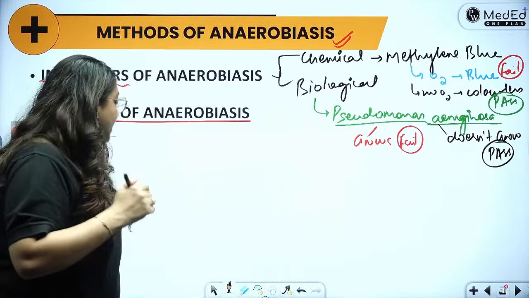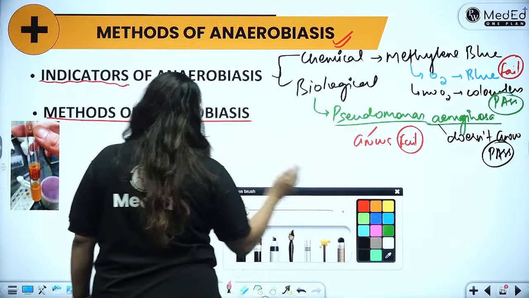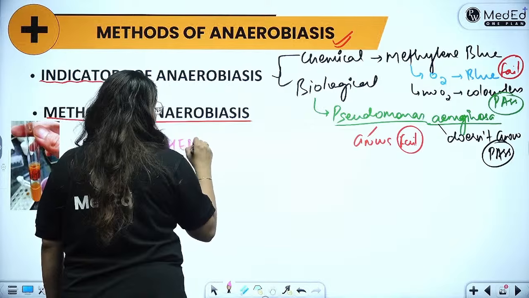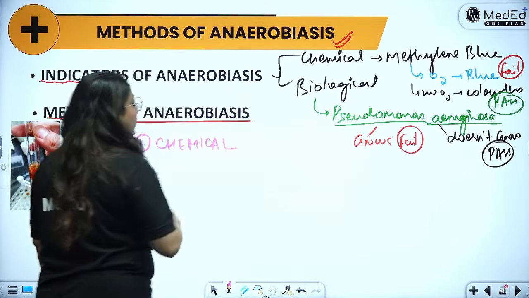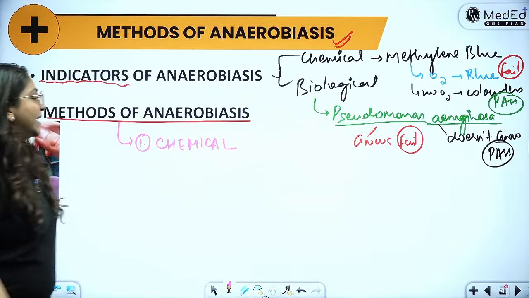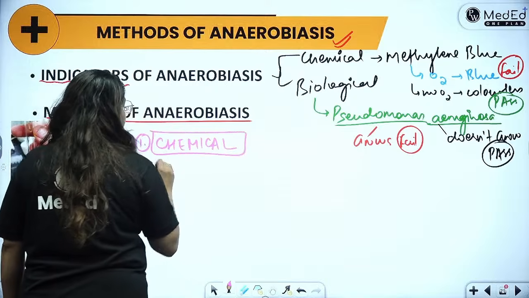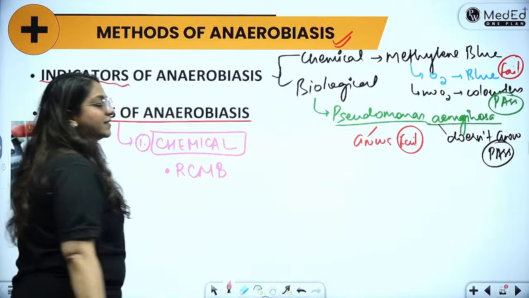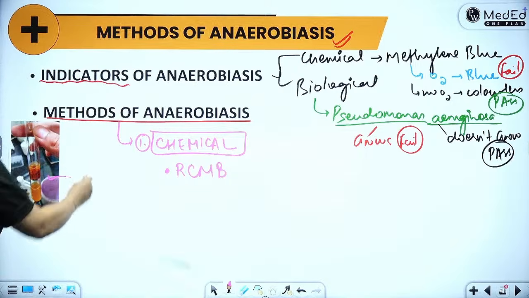So what are the methods of anaerobiasis which I can perform? One is a chemical method. Then you have the physical methods. So let's discuss the chemical method, which is the use of Robertson cooked meat broth, or the RCMB, right? This is the RCMB.